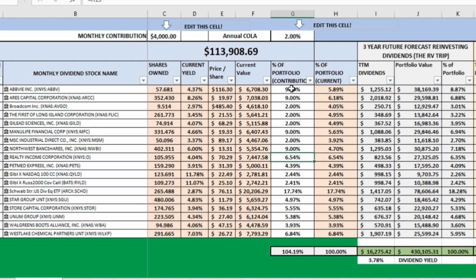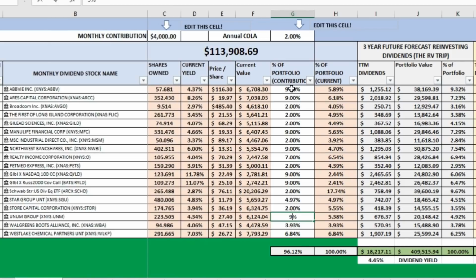Let's go ahead and see here. Realty Income, we'll call that in between. We'll call that a 7. PetMed will drop down to 2. Then we've got the QYLD and RYLD. We'll put those up at 9%. We're gonna drop Schwab down to 2%. And then we're gonna come back here with Store Capital. We'll put that at 2%.